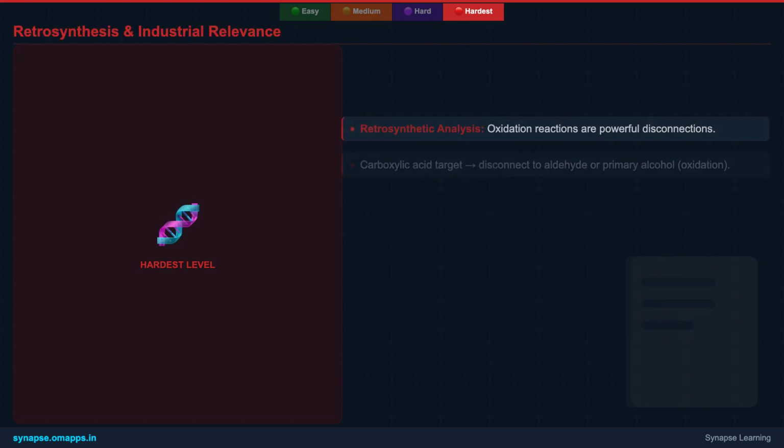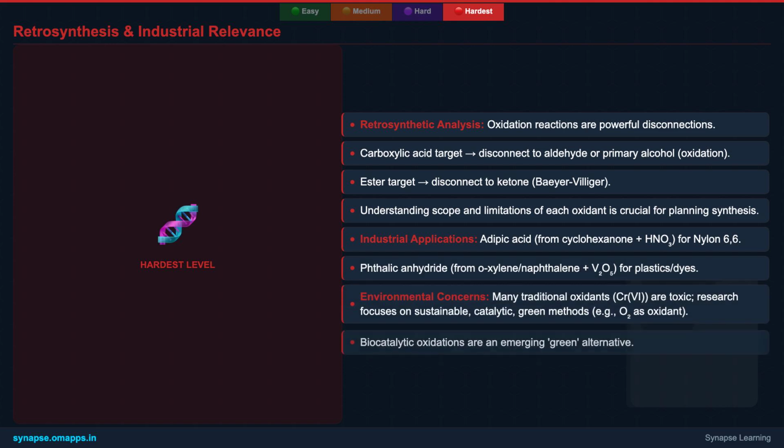In retrosynthetic analysis, oxidation reactions are powerful tools. If you need a carboxylic acid, you might think back to an aldehyde or alcohol. If an ester is your target, consider a Baeyer-Villiger from a ketone. This backward thinking is crucial for organic synthesis.